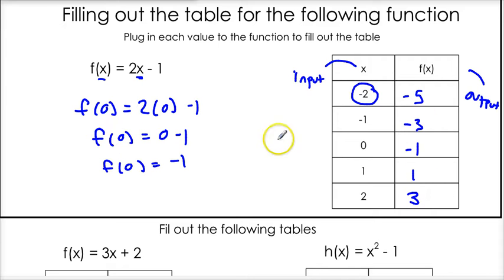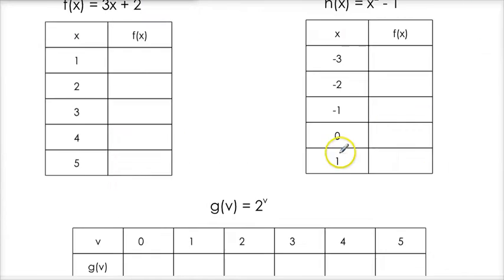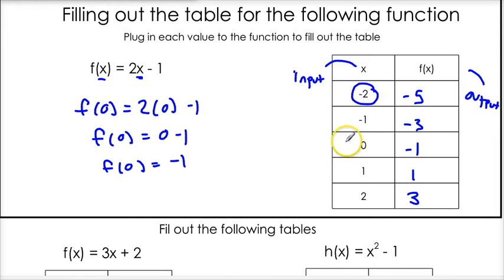You just plug in each one of these. Now, of course, I just did those in my head, but you should be plugging in. So you need to fill out all of these yourselves. Now, there is an easier way to do it. You could just do this on your calculator, okay? And that's the easier way to do that.